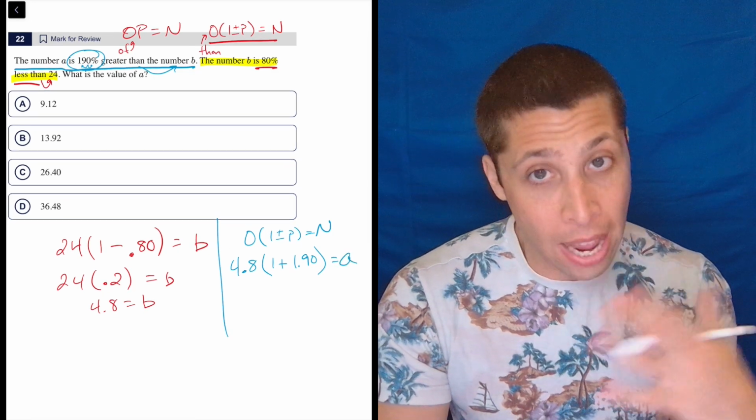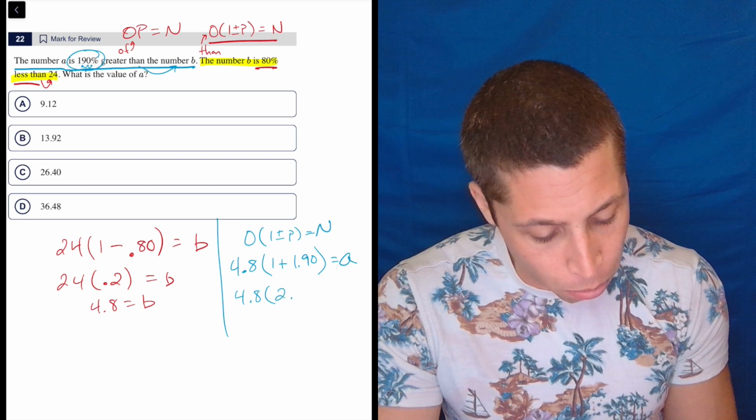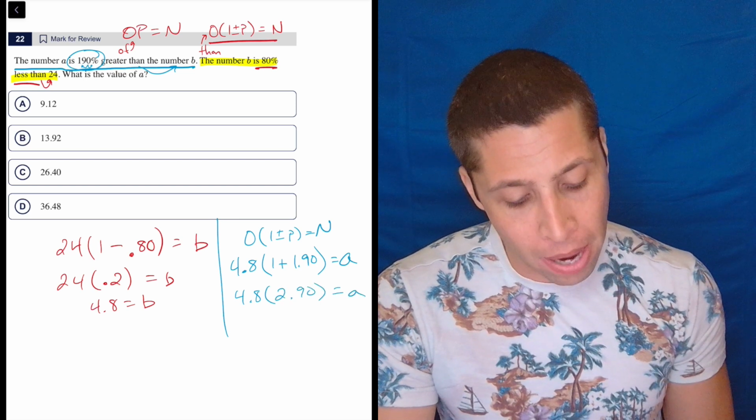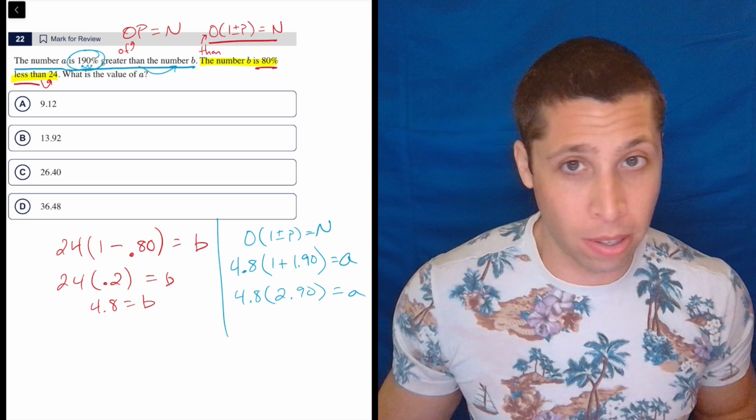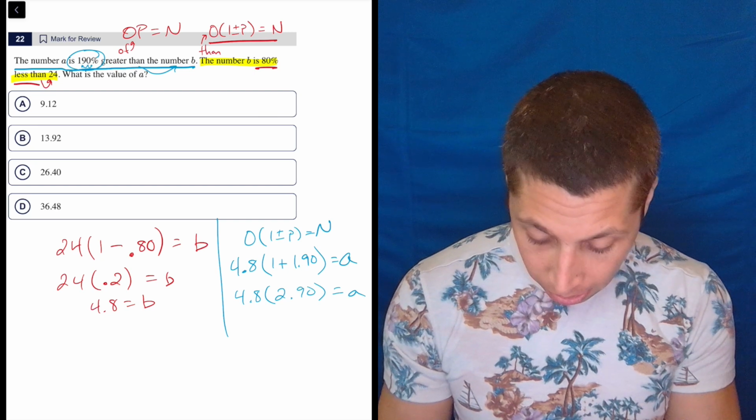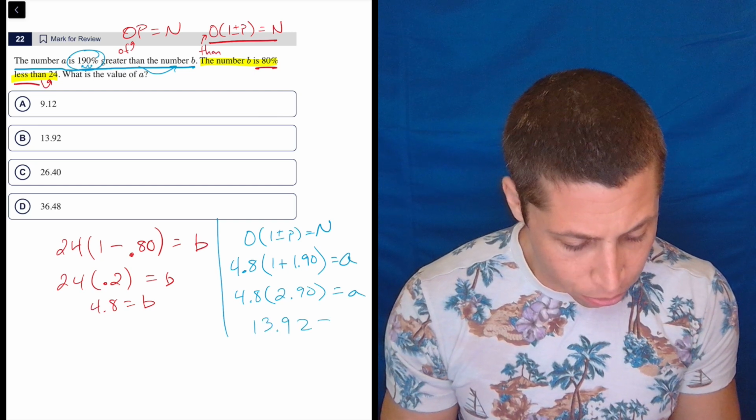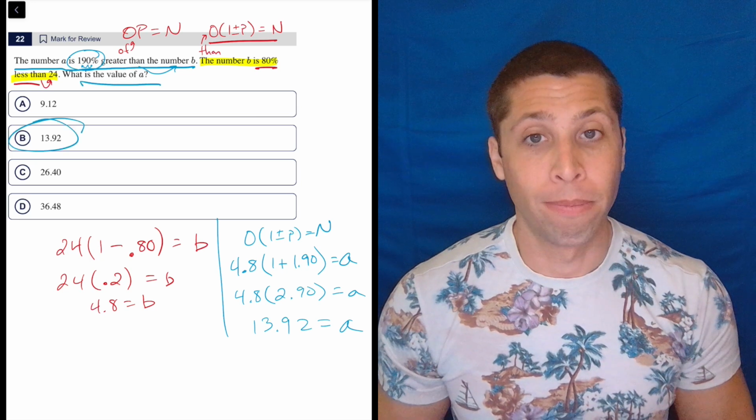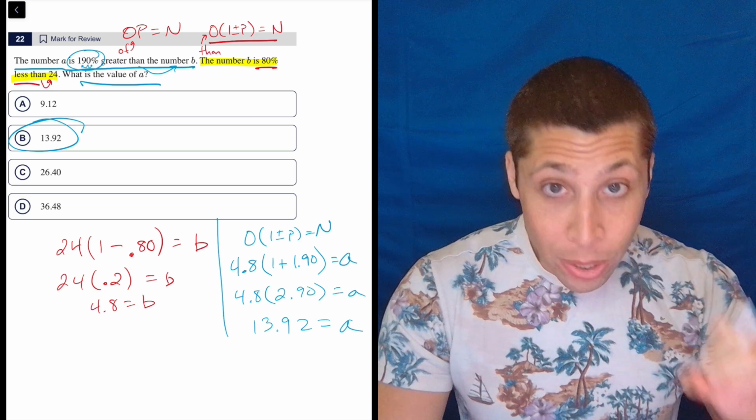So again, it's not really algebra. It's just simplifying. So we have 4.8 times 2.90. Many people are going to mess this up by not adding that 1. I guarantee you that's one of these wrong answers. I'm not going to bother finding it, but I bet. So 4.8 times 2.9 is 13.92, which is equal to A. What is the value of A? 13.92. Choice B. Done. Not hard if we know the formulas.